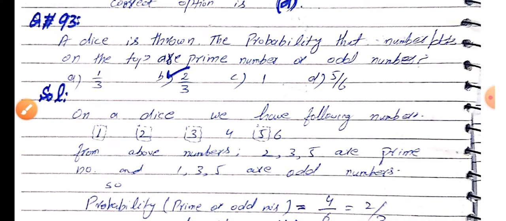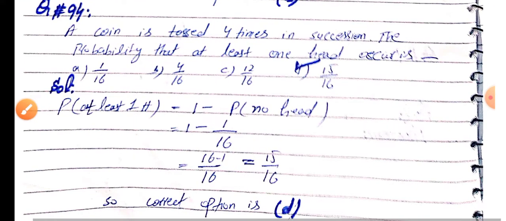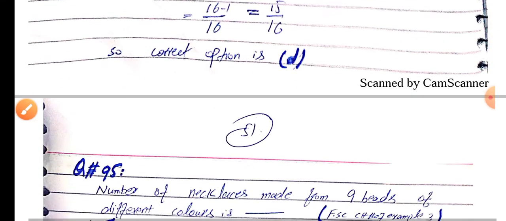93. A die is thrown. The probability that the number on the top is a prime number or an odd number. If you throw a die, what is the probability that a prime number or an odd number comes up on top? So 2/3 is the correct answer. 94. A coin is tossed 4 times. The probability that at least one head occurs is 15/16, which is the correct answer. We have to apply the complementary law of probability.